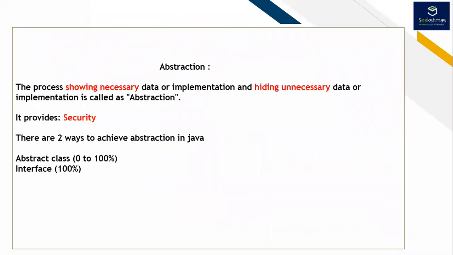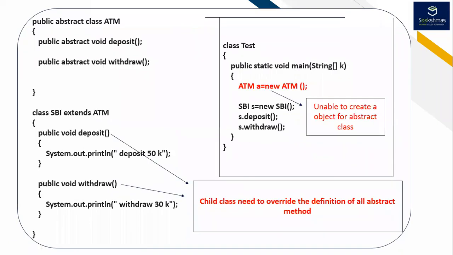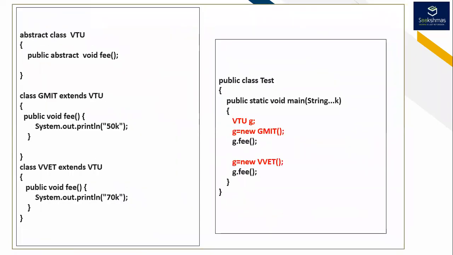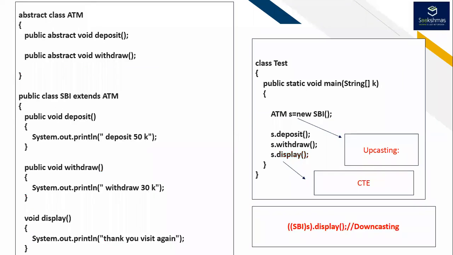So these are the things. This is the standard definition: showing the necessary data and hiding the unnecessary things. And here you should know about the upcasting concept, downcasting concept. This is all about abstraction completely.